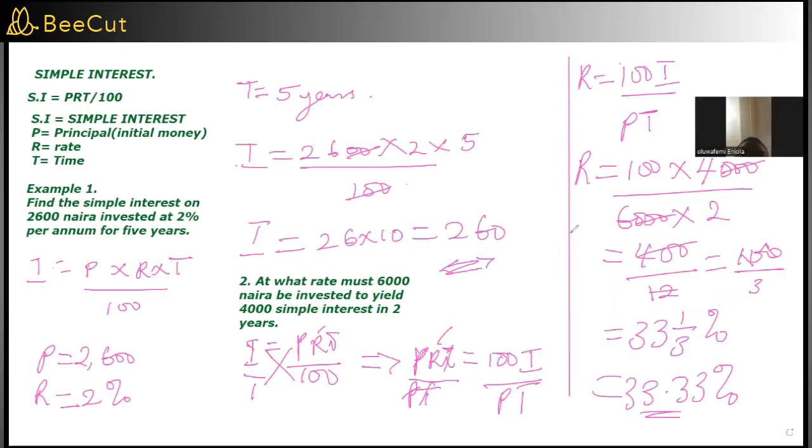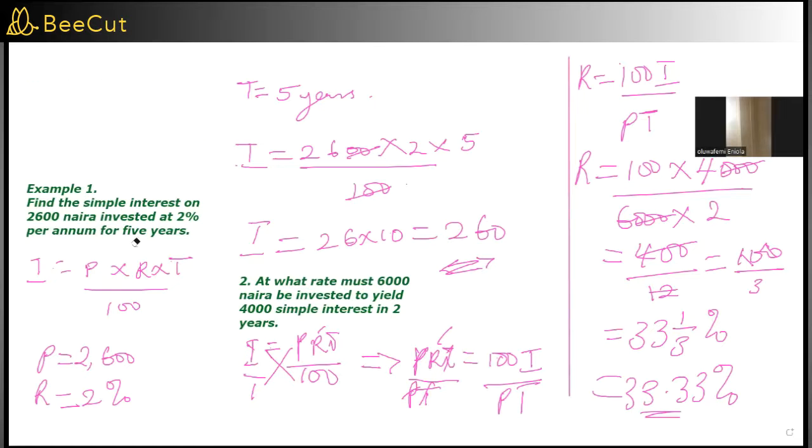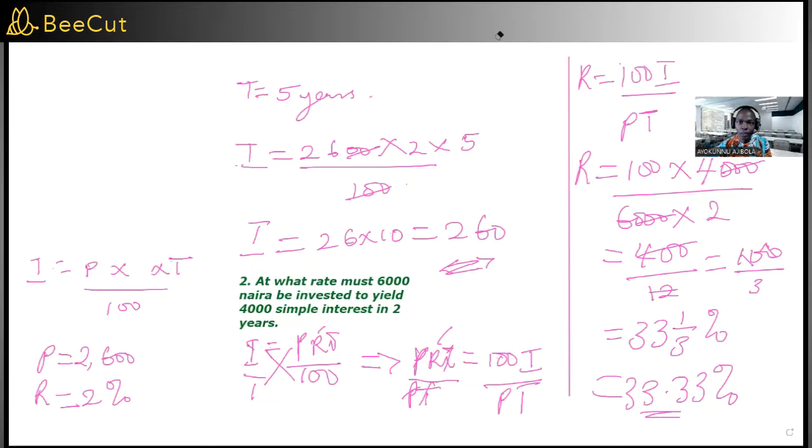Very quickly now we're going to look into compound interest. Whether you're through with the notes or not, don't bother, because let me clear the screen. Don't worry about the notes, you're going to get it through the video later. Because of our time, we have to move to compound interest.